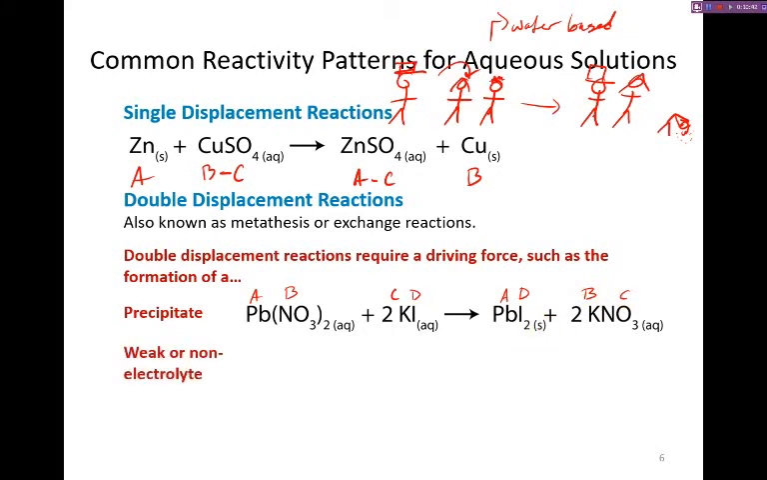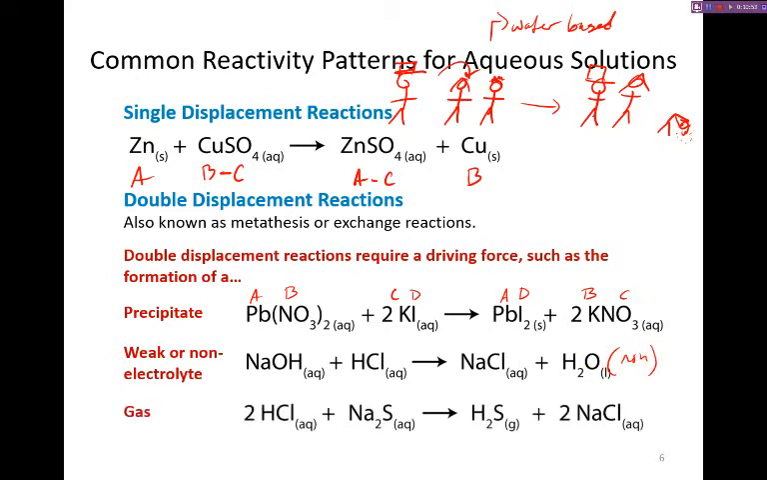Weak or non-electrolyte formation. Sodium hydroxide with hydrochloric acid will form salt and water, which is a non-electrolyte. And then gas formation. Gases are also non-electrolytes. And something to notice here is that in all cases, our product is essentially going to be inert. This formation of this inert product is what drives the reaction forward.